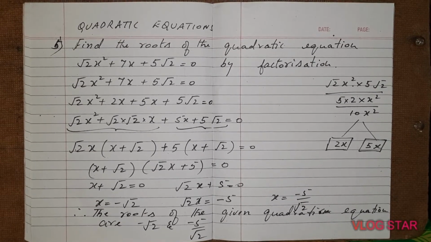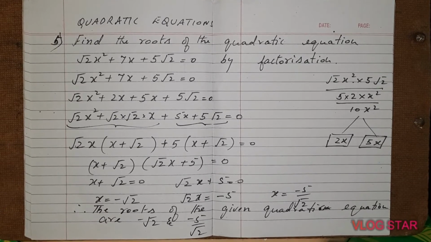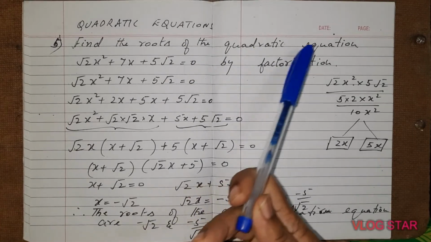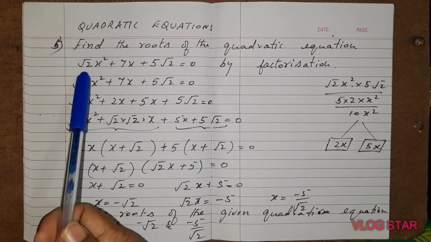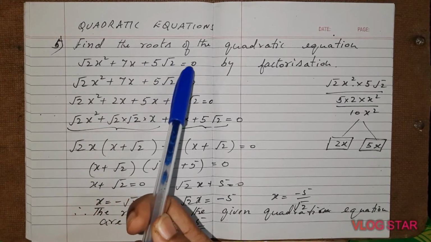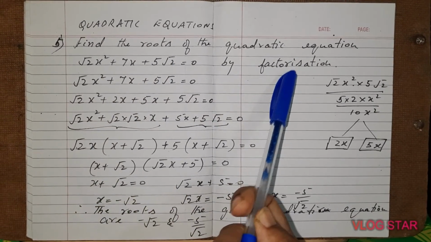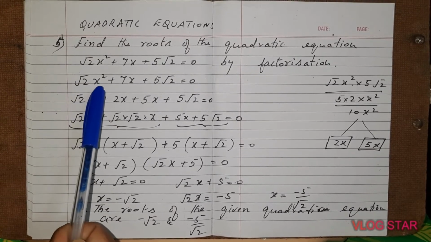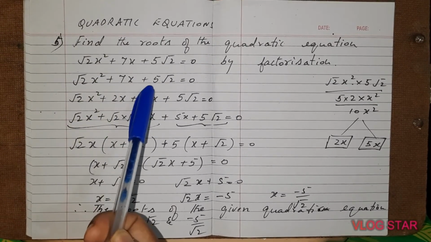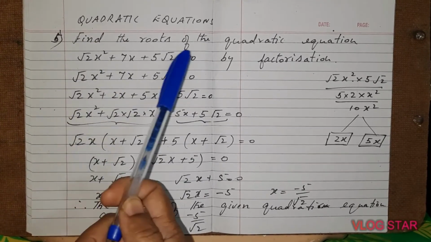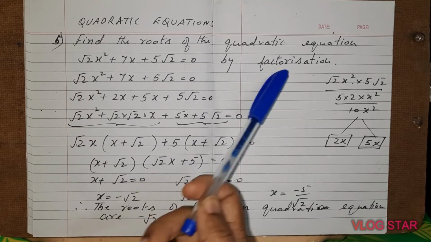The chapter is Quadratic Equation. In this one, I have taken the fifth problem, that is, find the roots of the quadratic equation root 2x square plus 7x plus 5 root 2 is equal to 0 by factorization. First we have to write this equation, that is root 2x square plus 7x plus 5 root 2 is equal to 0. What we must do is to find the roots of the quadratic equation by factorization.